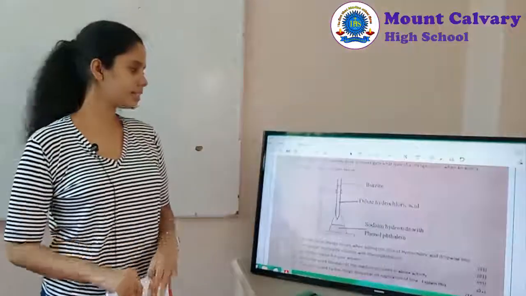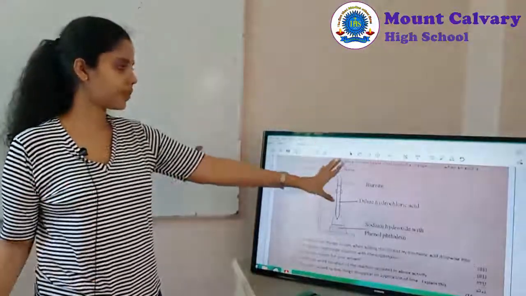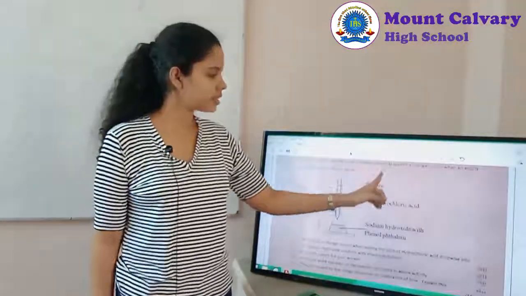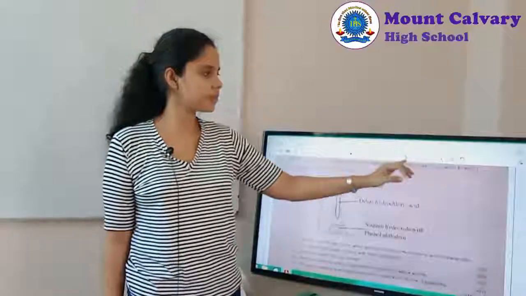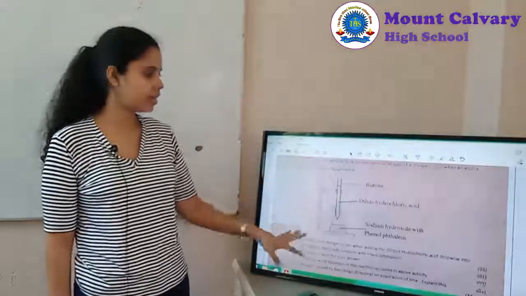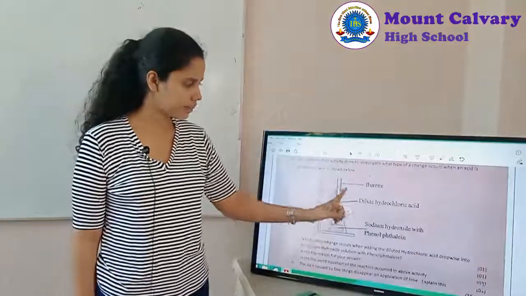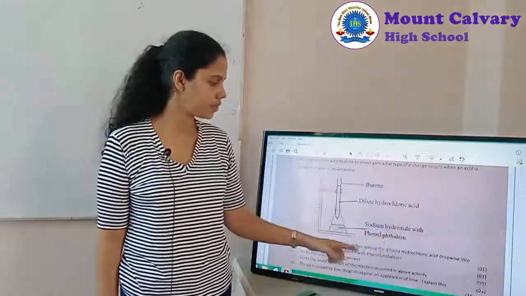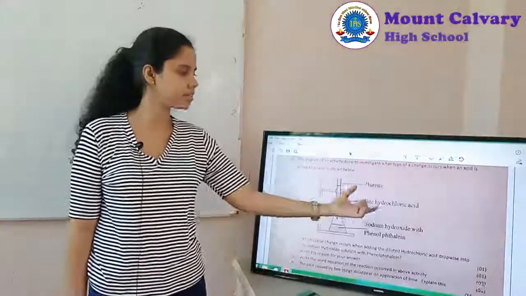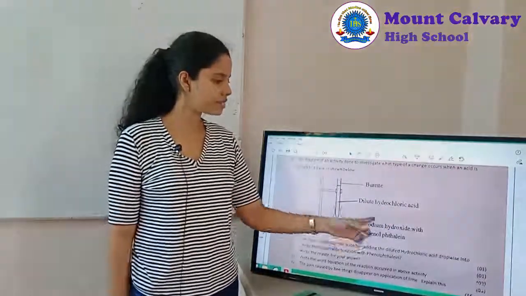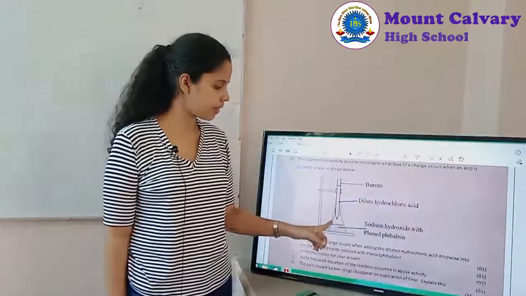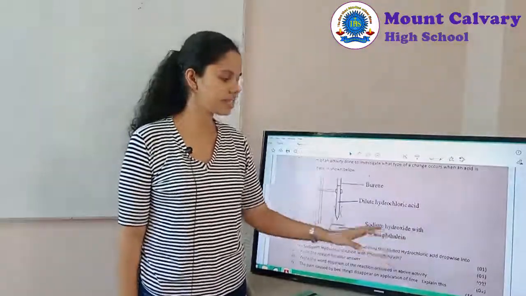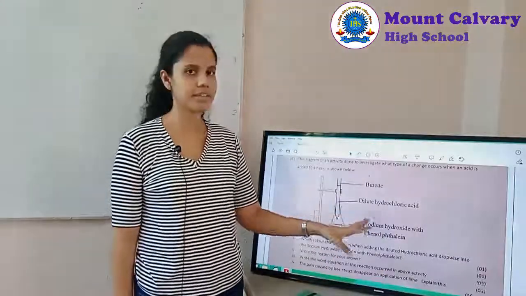Okay, now we discuss the B part of the same question. Here again there is a practical. The diagram of an activity done to investigate what type of a change occurs when an acid is added to a base. Here in the diagram you can see there is a burette with dilute hydrochloric acid, and sodium hydroxide with phenolphthalein. So what is the acid here? Hydrochloric acid. What is the base? Sodium hydroxide. In sodium hydroxide they have also put phenolphthalein, which is an indicator and a colorless solution.